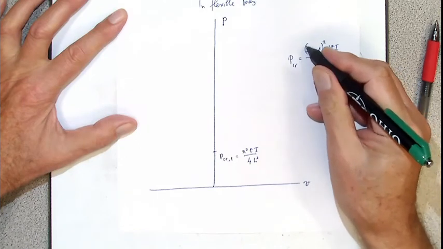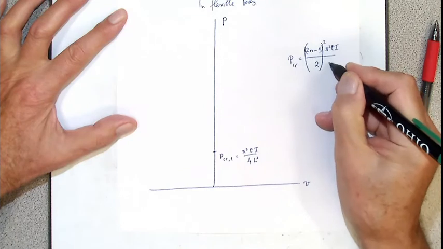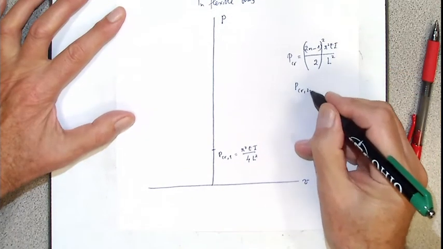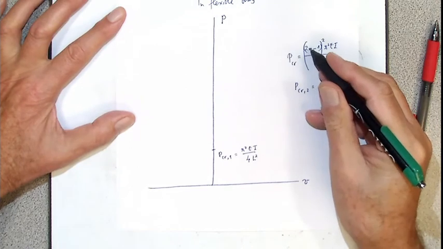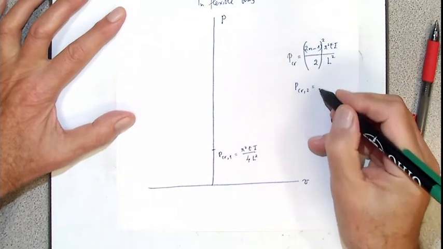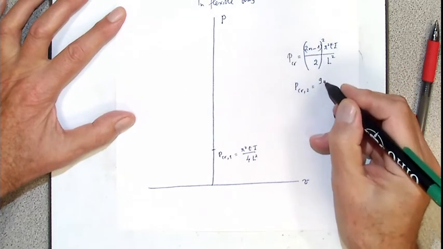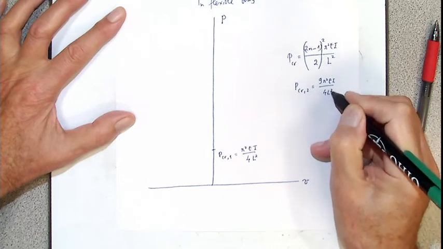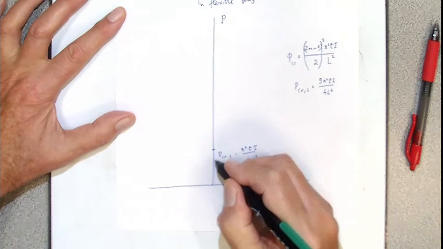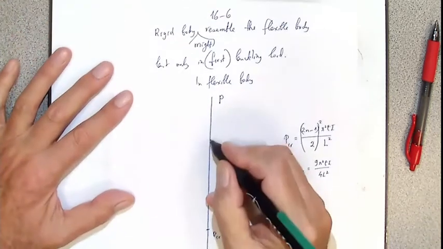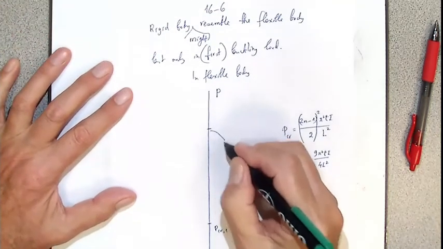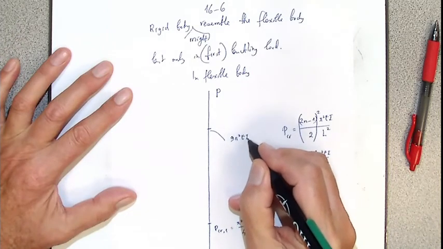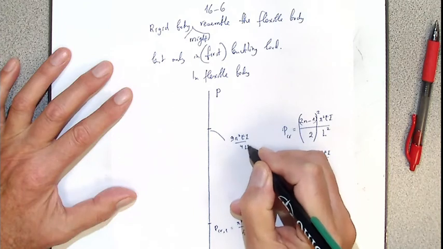over 4 L squared. So P critical 2 equals, 2 times 2 minus 1 is 3, so that is 9 pi squared EI over 4L squared. So that is 9 times bigger. So that is somewhere here. Okay? 9 pi squared EI over 4L squared.